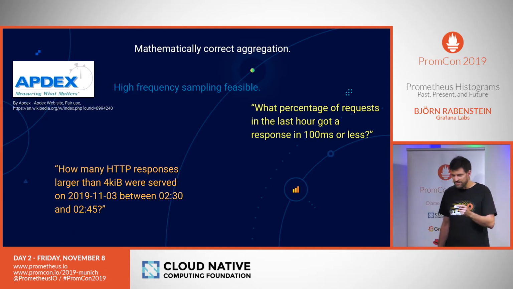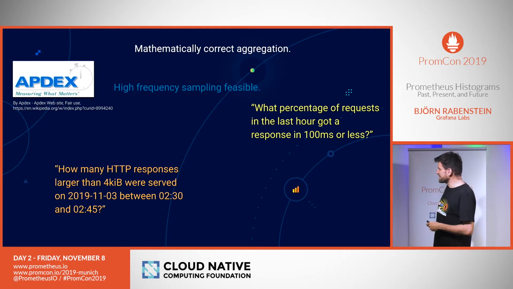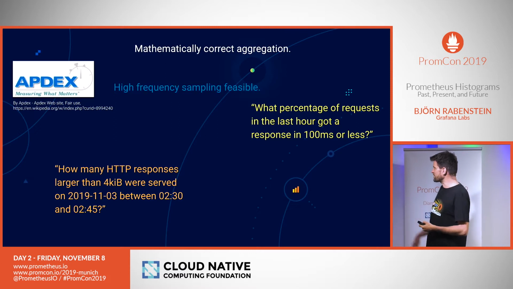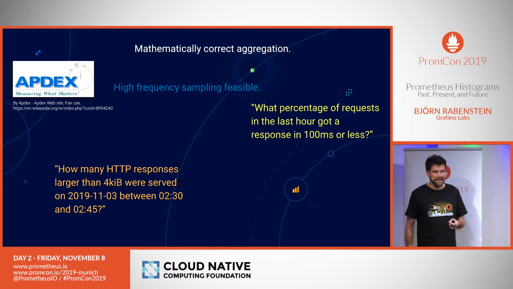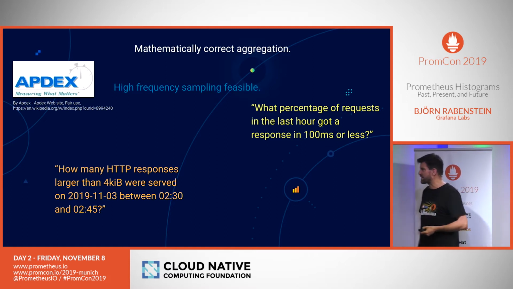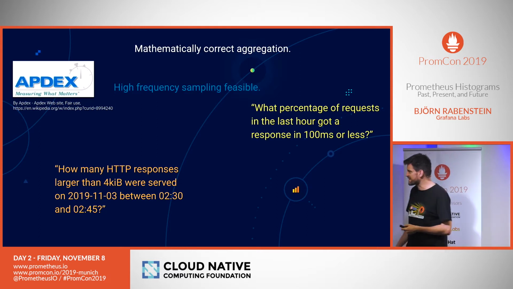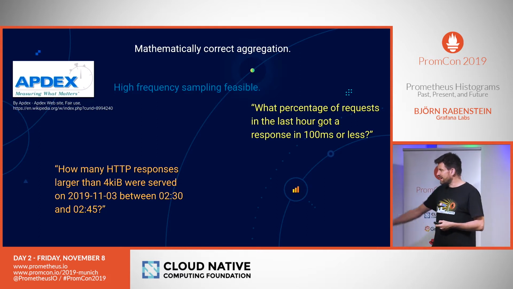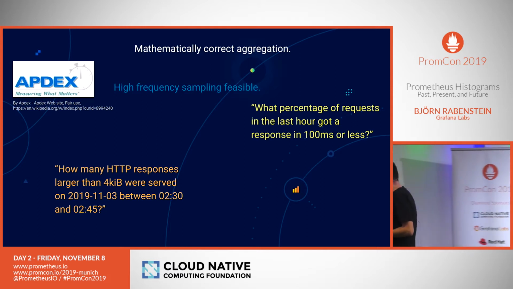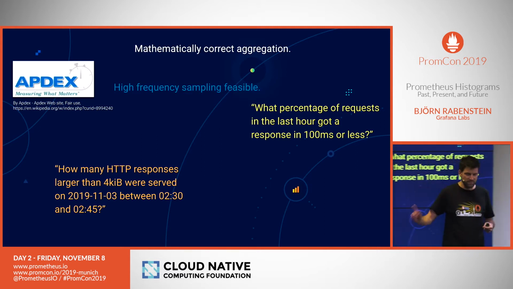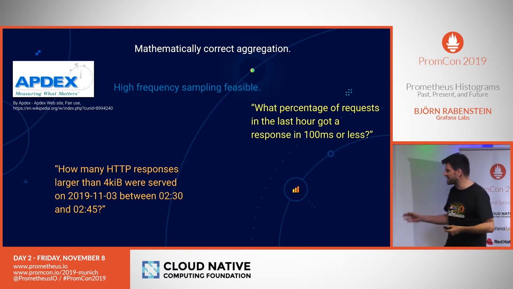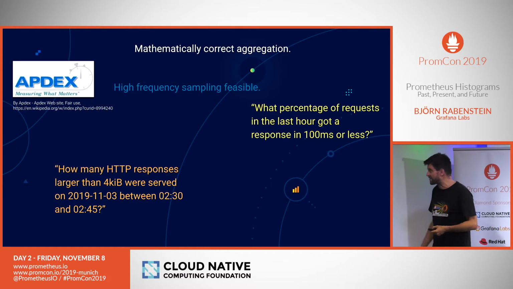These questions that I have put here are questions you might have asked. What percentage of requests in the last hour got a response in 100 milliseconds or less? I think this is one of the most relevant questions in observability, or whatever they call it these days. Also things like between certain time frames. This is what Prometheus histograms can do perfectly, almost perfectly accurate.